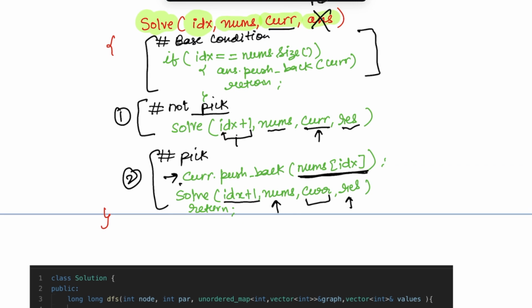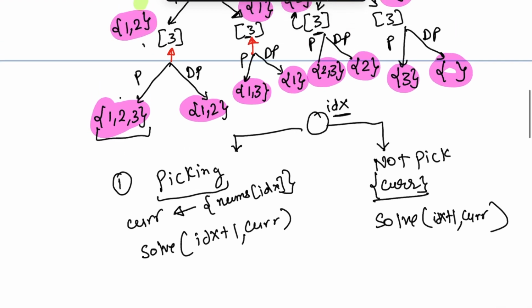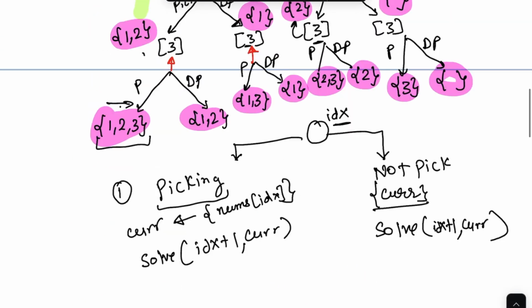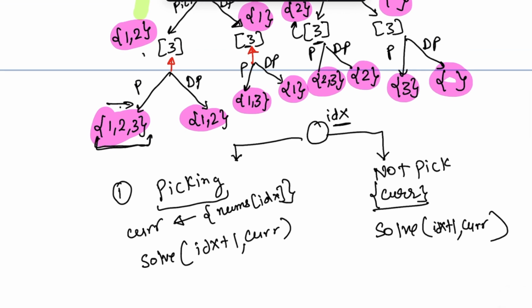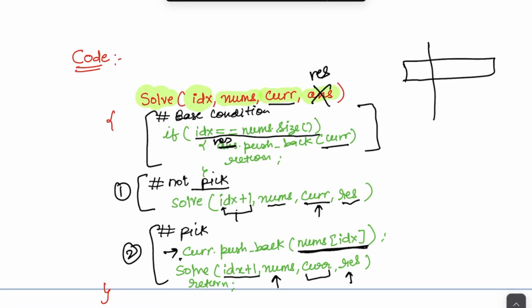Now one thing is left: the base condition. The base condition means when to stop my recursion. When I have processed all my indexes, then I will stop my recursion. So the base condition is when the index is at the end, when index is equal to nums size. Result is the 2D array which is storing all the subsets, so at the end I will just store whatever I am getting in the current into my result: result.push_back(current).